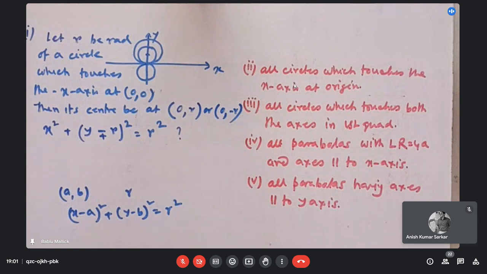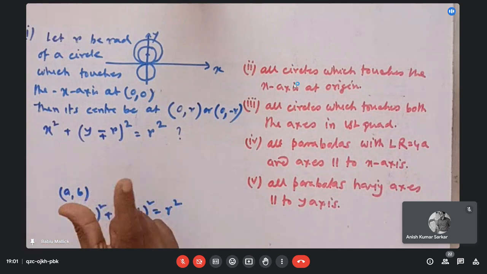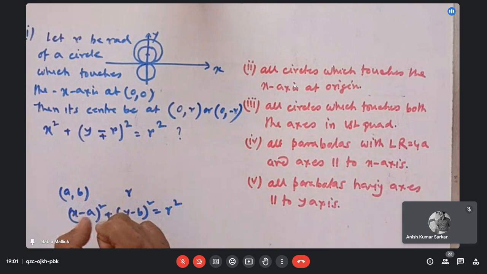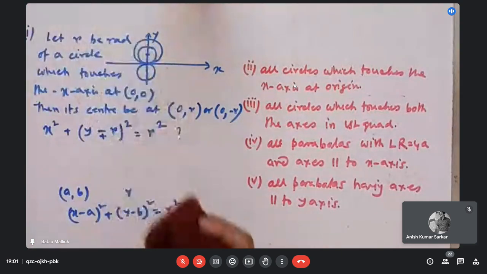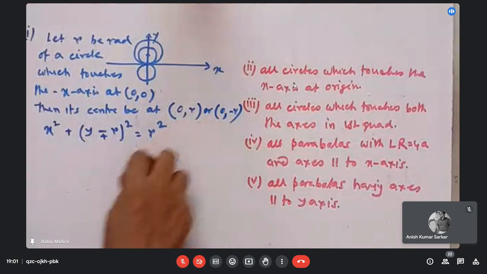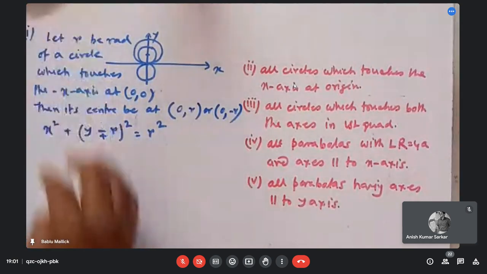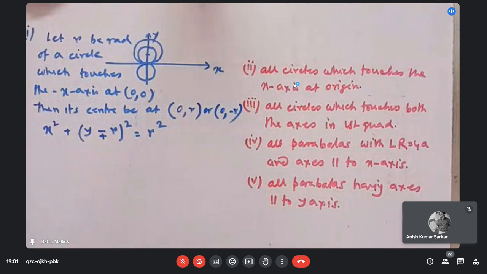So now, what will be the parameter here? r is the parameter because look, if r increases, then the size of the circle also increases. So it is the parameter. Here r is the parameter. So the number of parameters is 1. That means you have to eliminate r, that is, you have to differentiate exactly once.